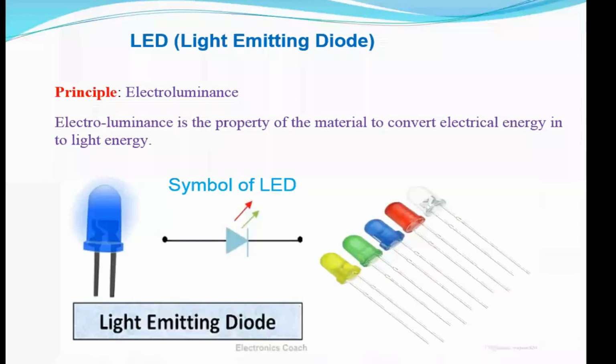Our next topic in optoelectronics is LED, that is light emitting diode. The principle of working of this LED is electroluminescence. Electroluminescence is a property of the material to convert electrical energy into light energy.